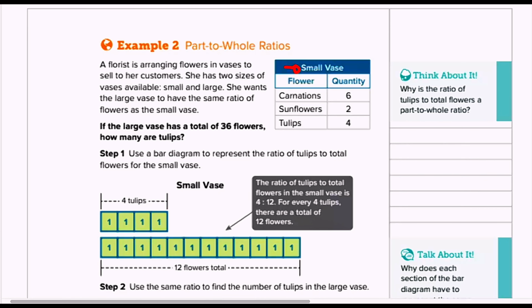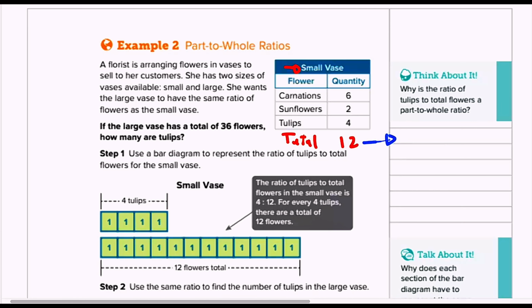Then if I go back to the table, I don't have a row that tells me the total number of flowers in the small vase. I have only the number of flowers from each type. Then I need to add one more row to write the total number of flowers we have in the small vase. We need to add the 3 quantities we have in this table: 6 plus 2 plus 4 is 12.